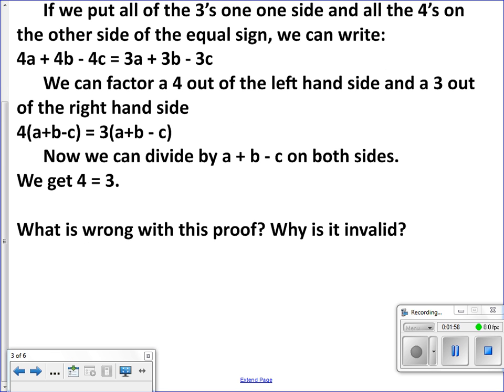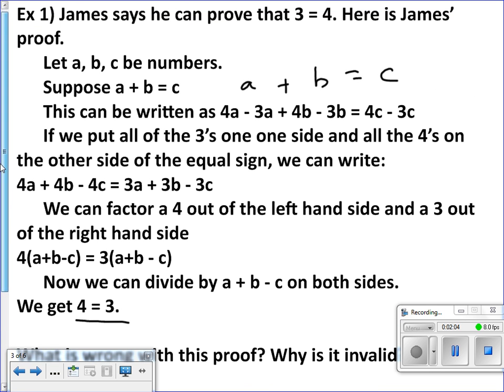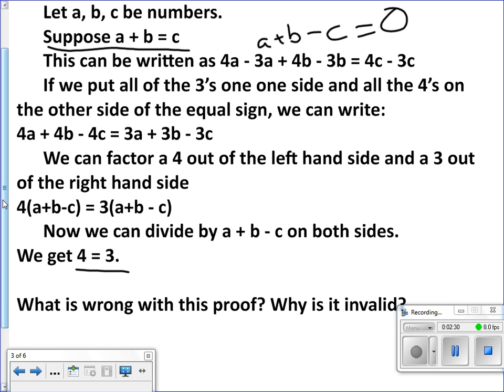Why is it invalid? Well, we absolutely know that 4 does not equal 3, so there's definitely something wrong with this proof. One thing that we can never do in math is divide by 0. Our calculator tells us so. And that's exactly what James did. So take a look at this statement right here. Suppose A plus B equals C. We can rewrite it as A plus B minus C is equal to 0. And if we go down, you can see that he was dividing by A plus B minus C on both sides. So he was dividing by 0. That's why this proof is invalid.